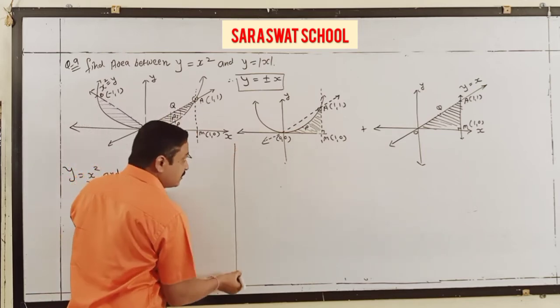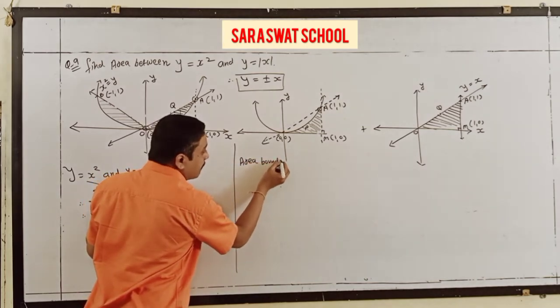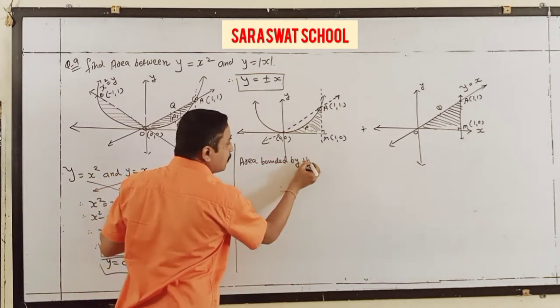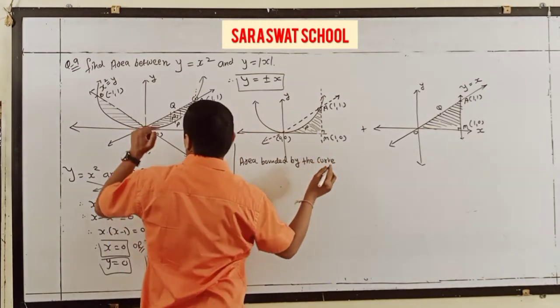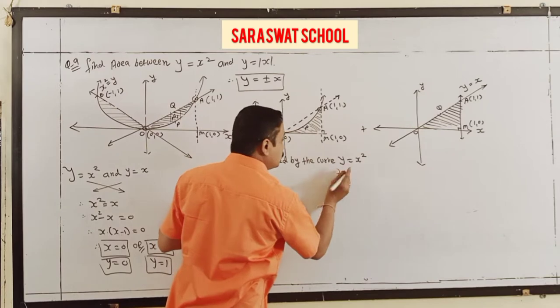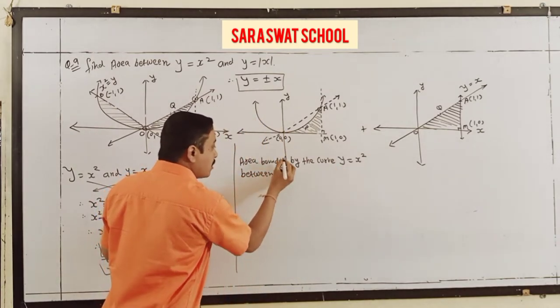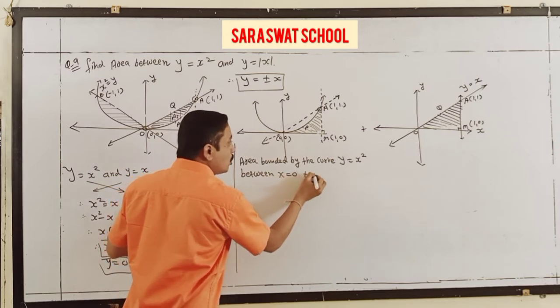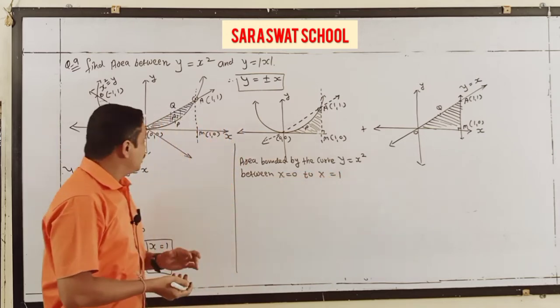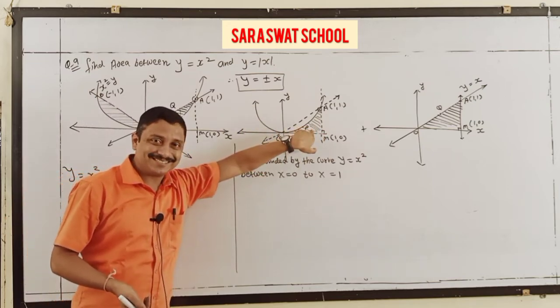So here, start area bounded by the curve. What is your curve? y is equal to x square, between x is equal to 0 to x is equal to 1. Only this case I explain about that, this one, in this region, correct?